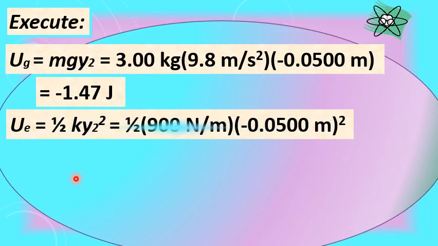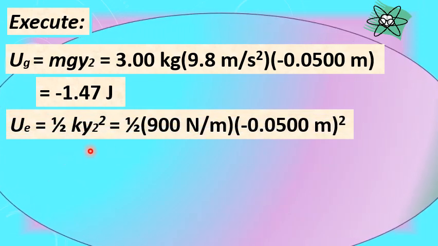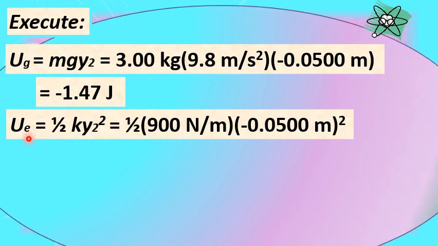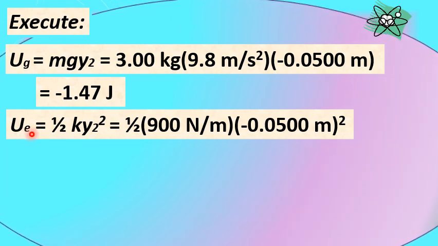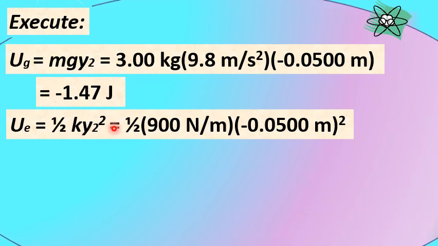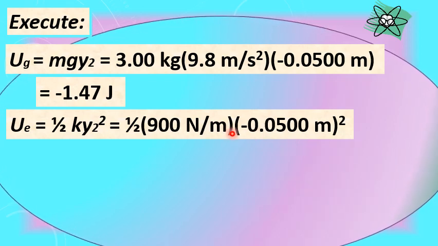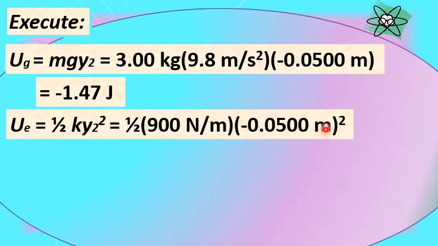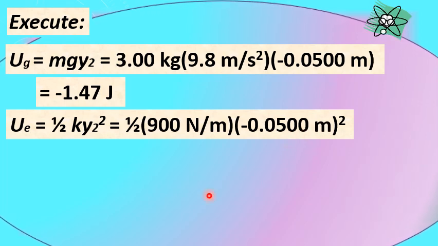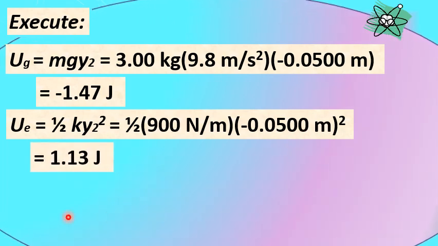Similarly, the elastic potential energy of the fish at the same position, capital U sub E, or 1/2 k y sub 2 squared, is 1/2 times the value of k, 900 newtons per meter, multiplied by the square of the value of y sub 2, negative 0.0500 meters. Again, doing our math, we get the elastic potential energy, capital U sub E, equal to 1.13 joules, also in 3 significant figures.